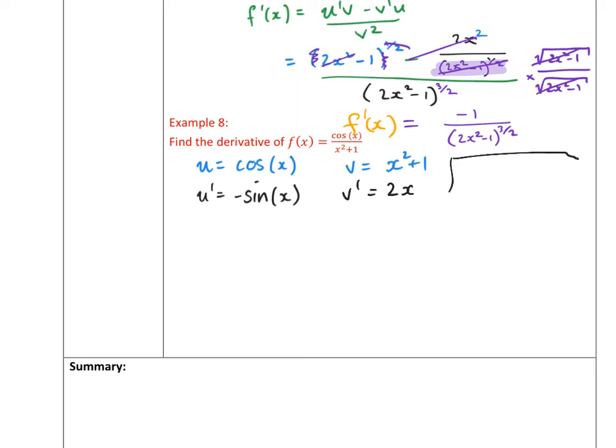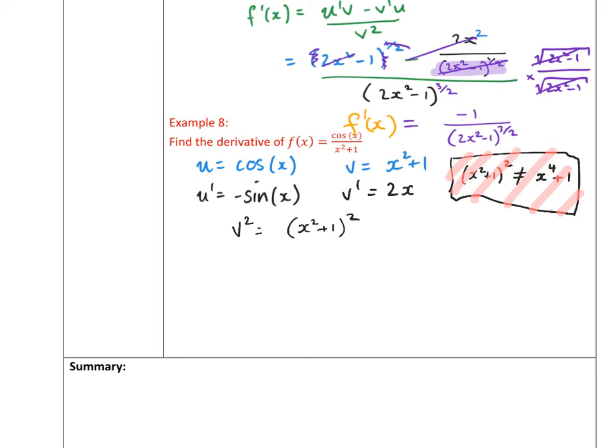I'm going to make a really big reminder here that x squared plus 1 squared is not equal to x to the 4 plus 1. I'm also going to highlight that. Please don't do that. We know that v squared is x squared plus 1 squared, and if I wanted to expand that out, that would be x to the 4 plus 2x squared plus 1. But right now let's leave it in brackets.